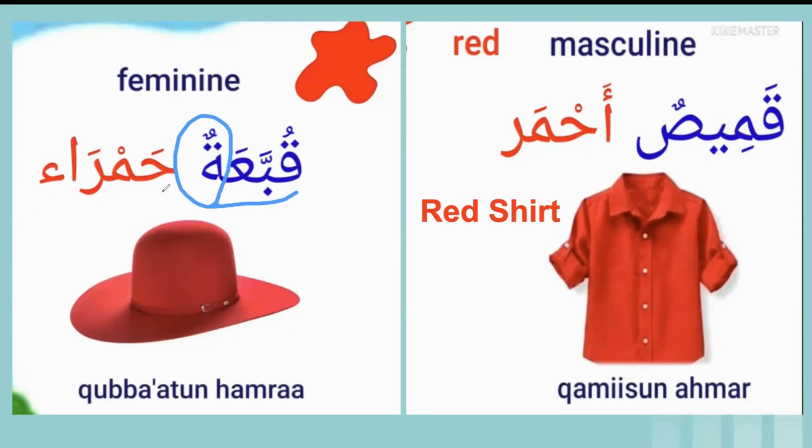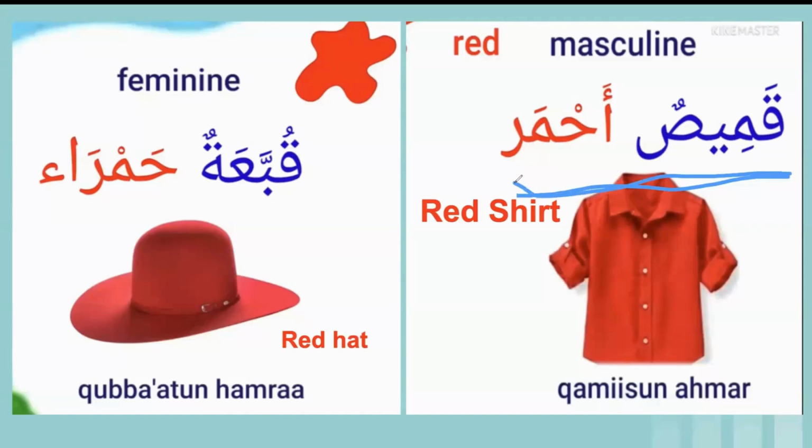And we have to use feminine forms of colors, feminine forms of verbs, and everything has to be in the feminine form. So you have to observe any word, and if it ends with ta marbuta, you have to use feminine forms for it. Clear? So qubba'atun becomes hamra. Qamisun ahmar. Repeat again. قميصٌ أحمر. Let's repeat this one. قبعةٌ حمراء. Good job.